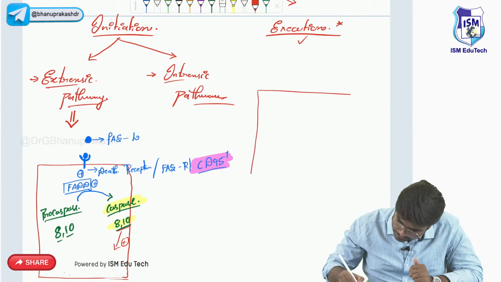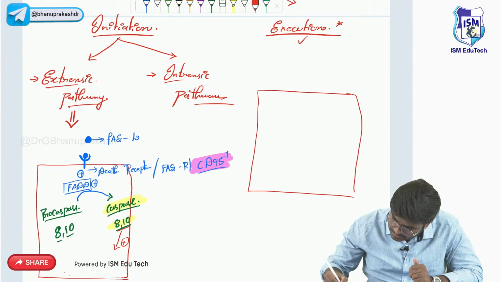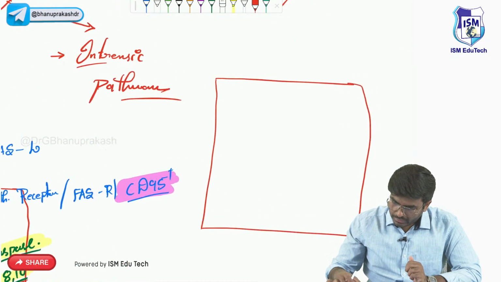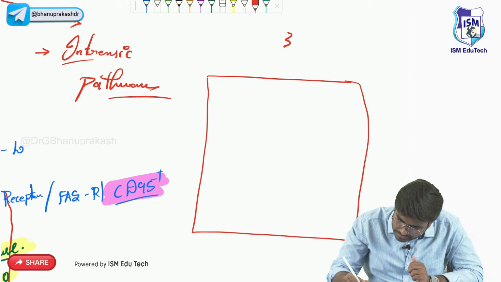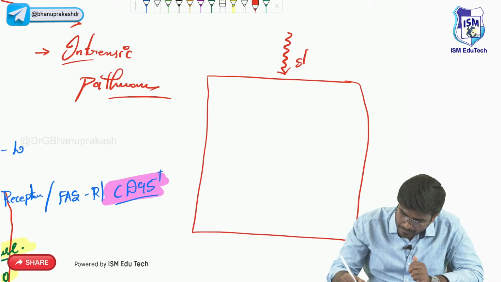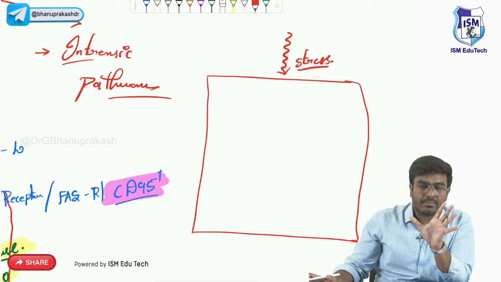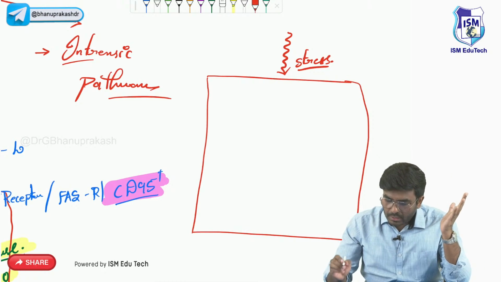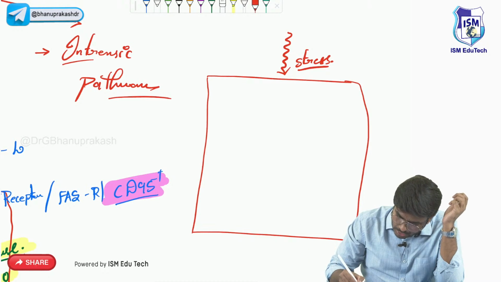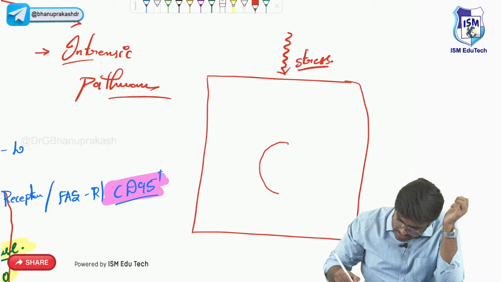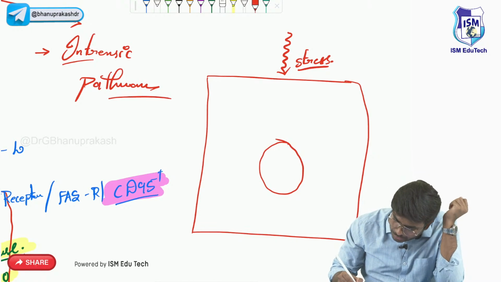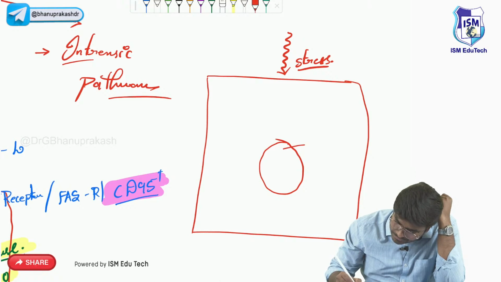In the intrinsic pathway, what happens? This is very, very important. Normally, this is a cell. Now it is having some stress. There is no signal, just the cell is under stress, like hypoxia. Whenever the cell is under stress, inside the cell there is the nucleus. Inside the nucleus, there are stress sensors.